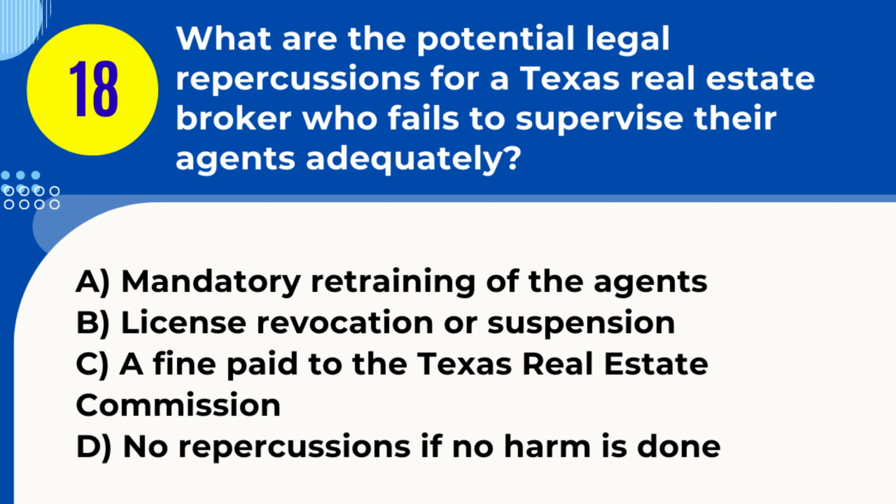Question 18. What are the potential legal repercussions for a Texas real estate broker who fails to supervise their agents adequately? A. Mandatory retraining of the agents. B. License revocation or suspension. C. A fine paid to the Texas Real Estate Commission. D. No repercussions if no harm is done. Answer. B. License revocation or suspension.